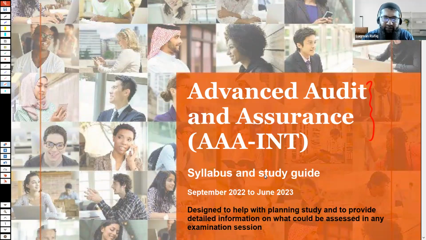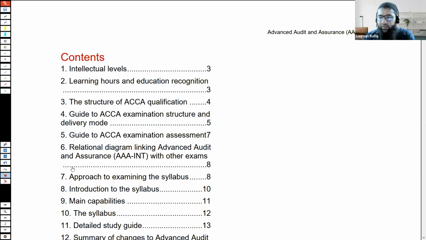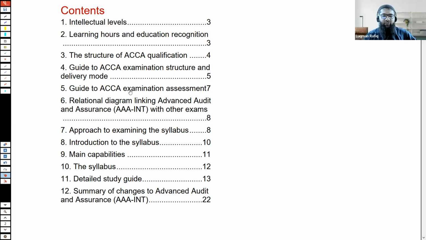of an idea that I, Luqman Rafiq, have been in the teaching profession for more than 13 years now, teaching different qualifications and different subjects, with my areas of expertise including financial reporting, auditing, and financial management. So in our session today, we're going to have a general discussion about what the AAA paper is all about and how the changes to the AAA are going to have an impact upon you in this specific examination attempt.